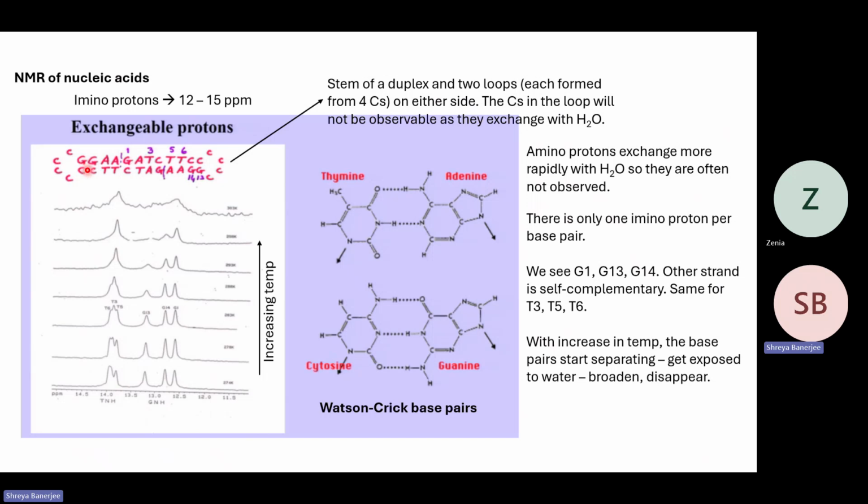You can see it is symmetric because GGAA, and it is the same on the other. So you can see if you label the base pairs. So we will look at 1 second.